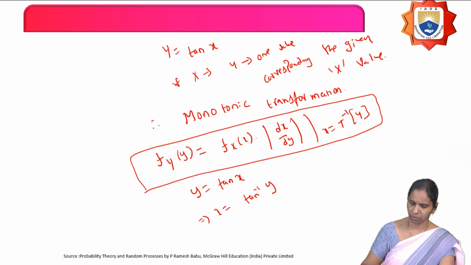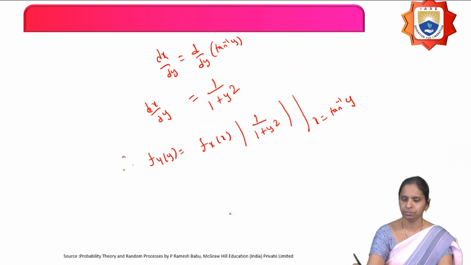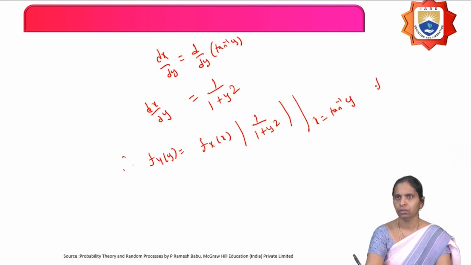So, this is nothing but what? Here, x equals tan inverse of y. Now you calculate dx by dy. Now, what is fx of x value? This is equal to 1 by pi, when x is from where to where? Minus pi by 2 to pi by 2.